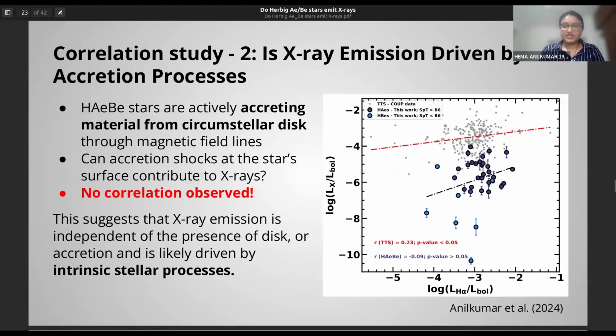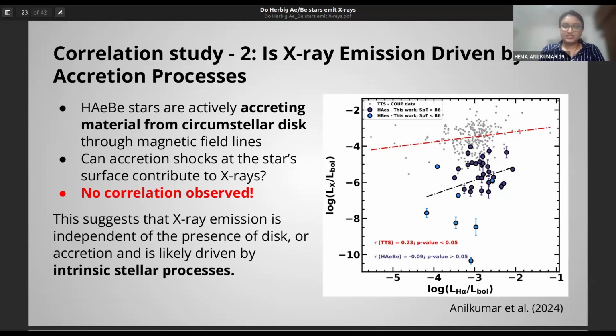Next, we studied if X-ray emission is driven by the accretion processes. We know that Herbig Ae stars are actively accreting material from the circumstellar disk through magnetic field lines. When the material from the disk transfers onto the star, accretion shocks are created on the surface of the star. So to see if this is the origin of X-ray emission, we have to look for a correlation between the fractional X-ray luminosity and the H alpha luminosity.